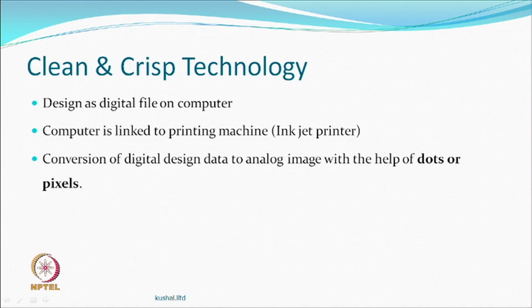So, it is crisp and clean technology. All you require is a file on a computer, linked to a printing machine which is called an inkjet printer. The design data or the image is basically pixels or dots, pixels on the screen and dots on the textile. Like we did talk about dots in paper printing. So, paper printing is now coming to the textile. So, you are actually printing dots.